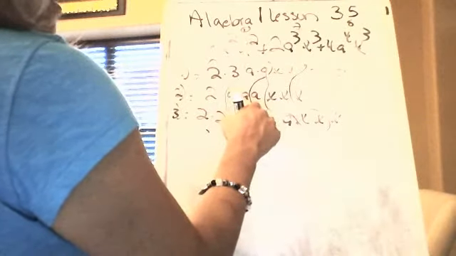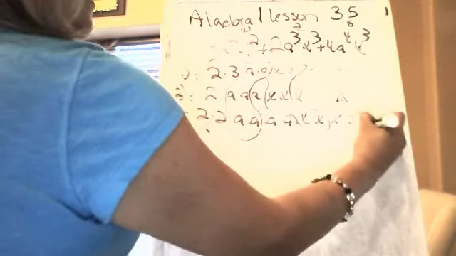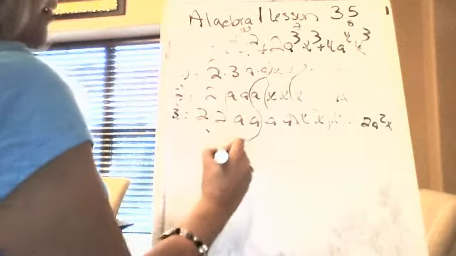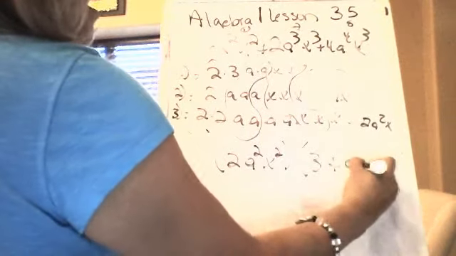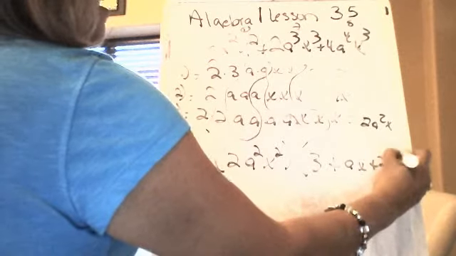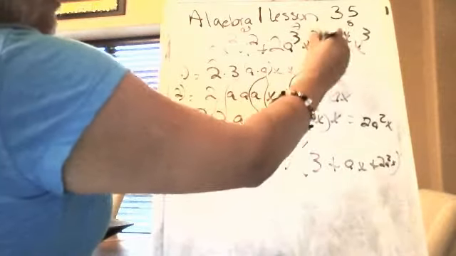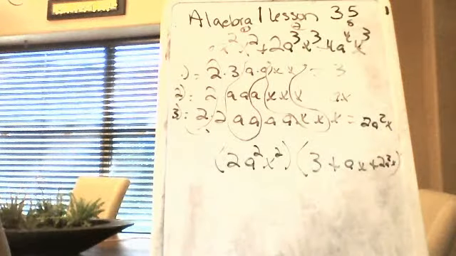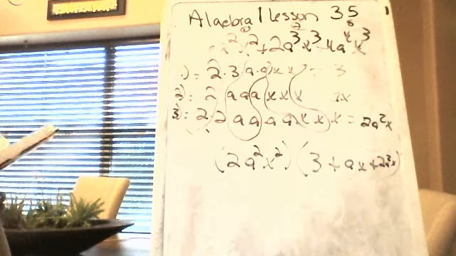Here I'm left with an a and an x. Here I'm left with a 2a squared x. So my greatest common factor is 2a squared x, squared times 3 plus ax plus 2a squared x. Now if this were a minus, you would minus this last term. You keep the sign with that term. But they're all pluses, so then we just simply add them together. So that's all factoring out the greatest common factors.